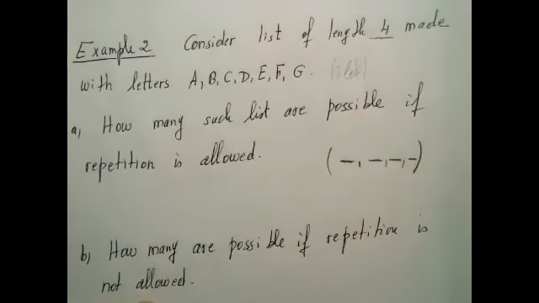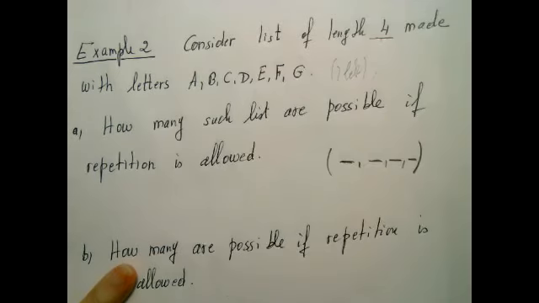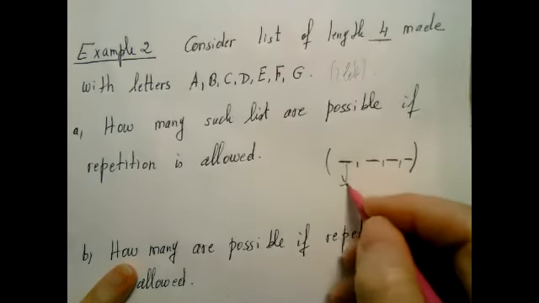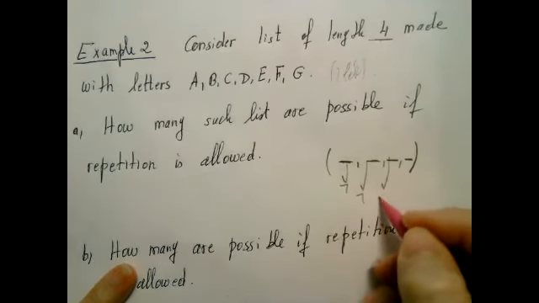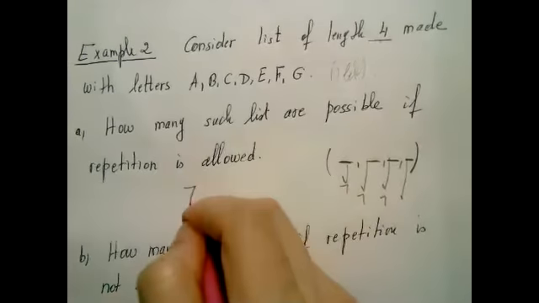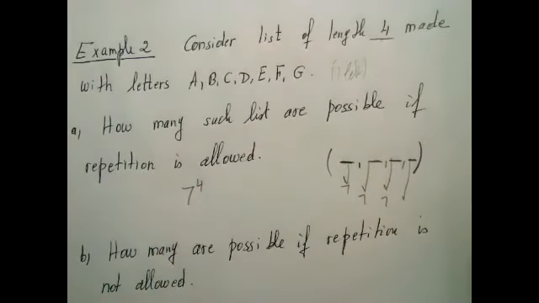That's my list. And how many are they? Repetition is allowed. 7 times 7 times 7 times 7. So I have 7 choices, 7 choices, 7 and 7. 7 to the power 4.